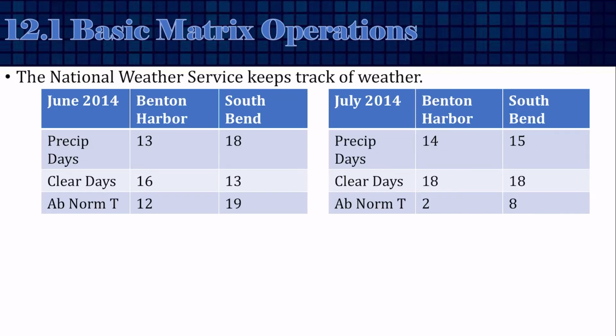The National Weather Service keeps track of weather. Here are data from June and July 2014 for Benton Harbor and South Bend, showing the days with precipitation, the clear days, and the days with above normal temperatures. We could write these as matrices if I just put brackets like that. So that would be one matrix, and that would be the other matrix.